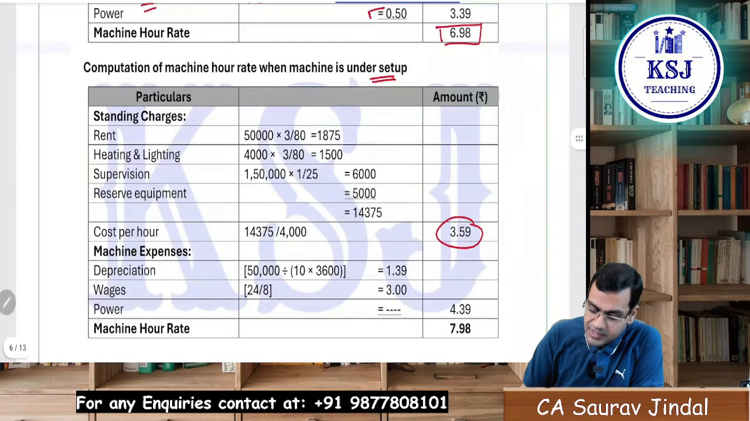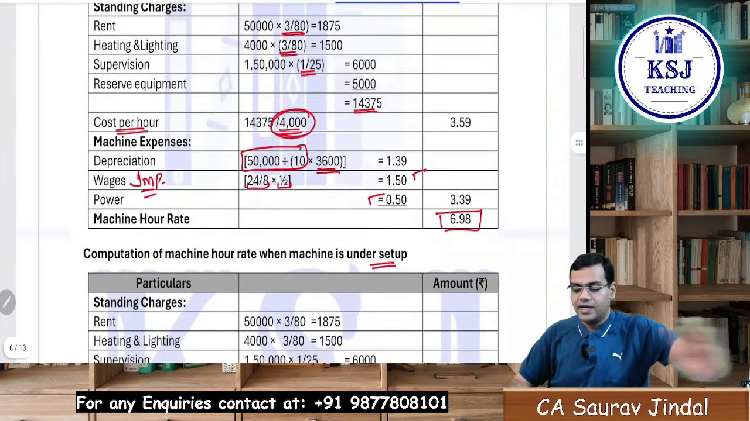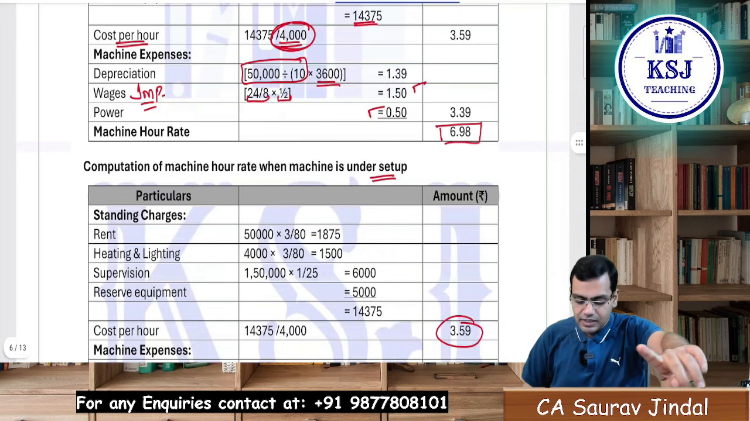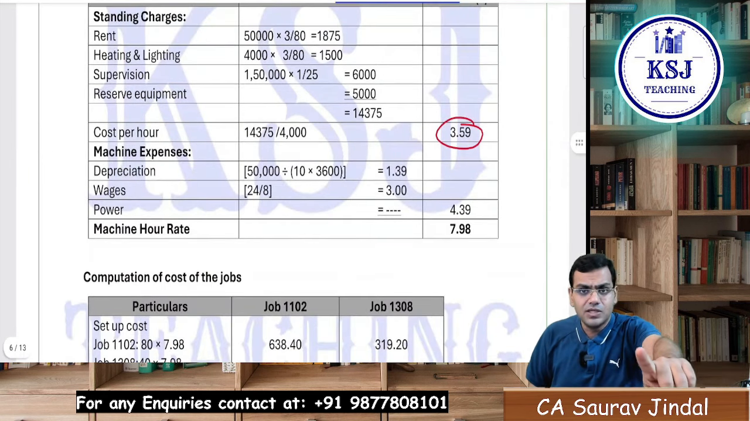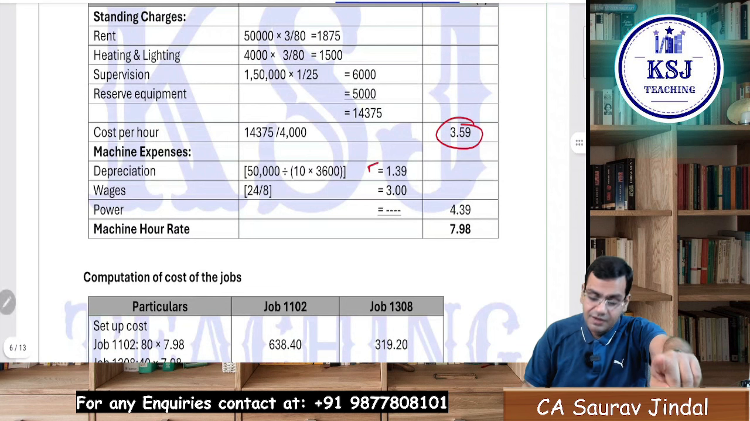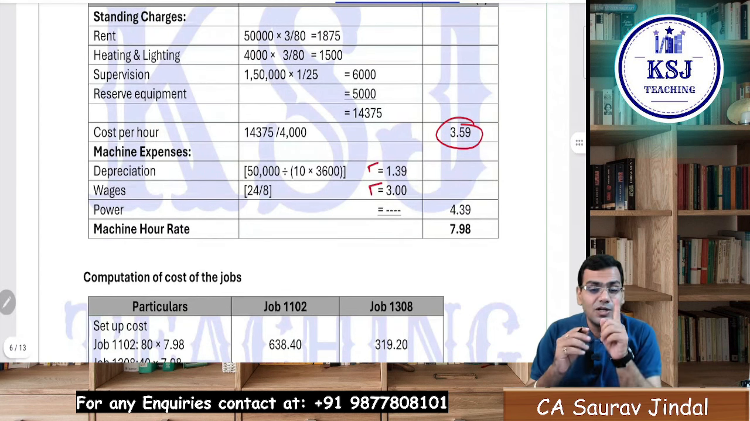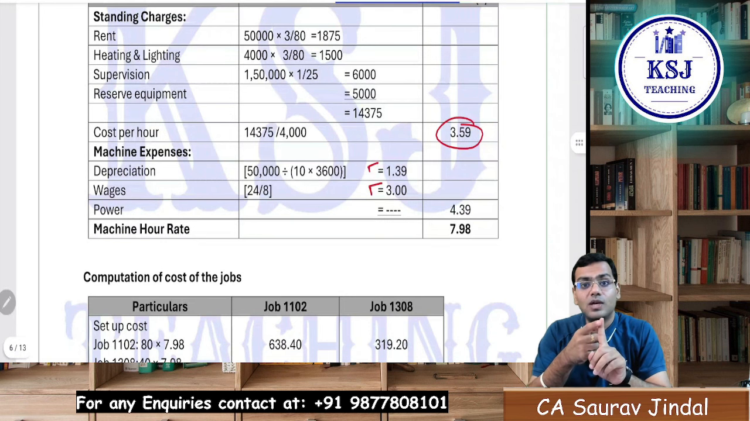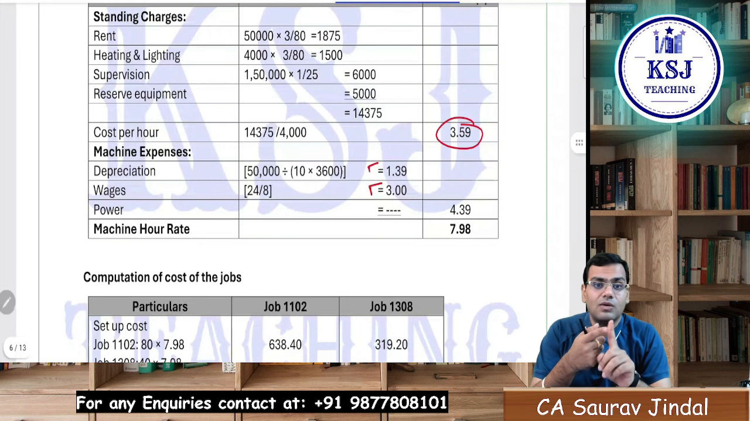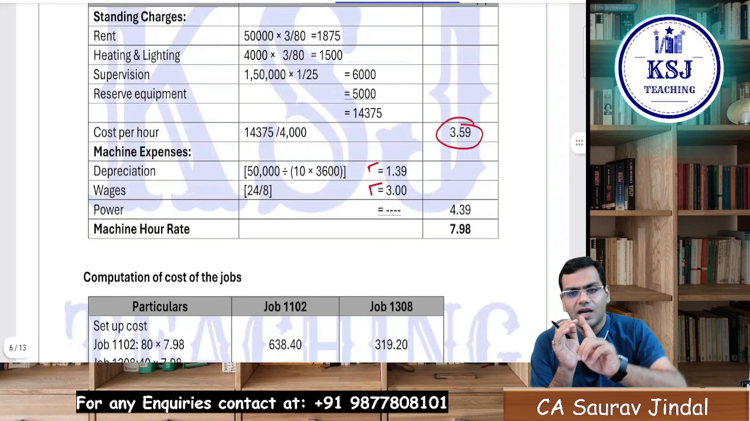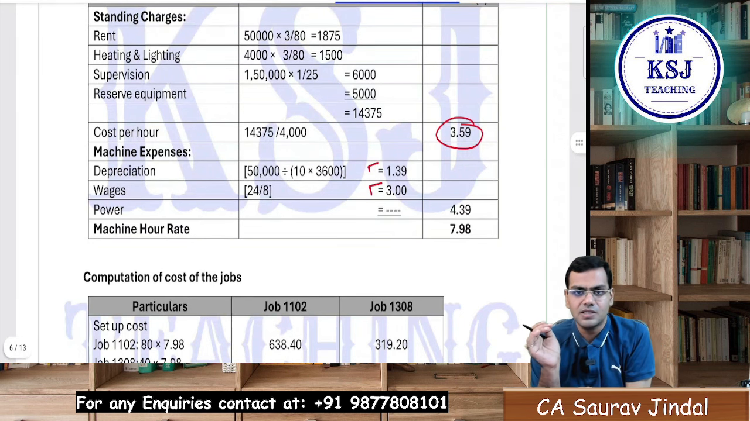This part will remain same. The standing charges, all the standing charges will be incurred, sir. Right? Whether the machine is under setup or not, all the standing charges will be incurred. Sir, machine expenses, depreciation will be incurred. Yes, sir. What about the wages now? Sir, for the wages, we will pay him 3 rupees because during the setup time, he is looking after only one machine. And what is the wages? 3 rupees, sir. We will not be splitting this wages into 2 machines, isn't it? He is looking after only one machine, sir. So we will pay him 3 rupees now, sir.